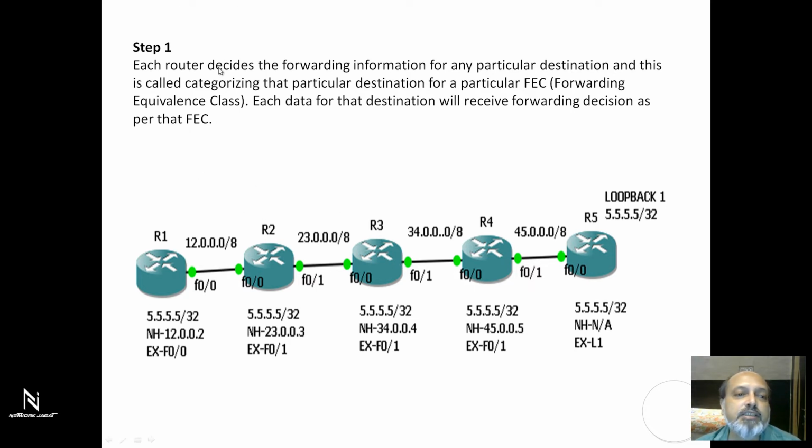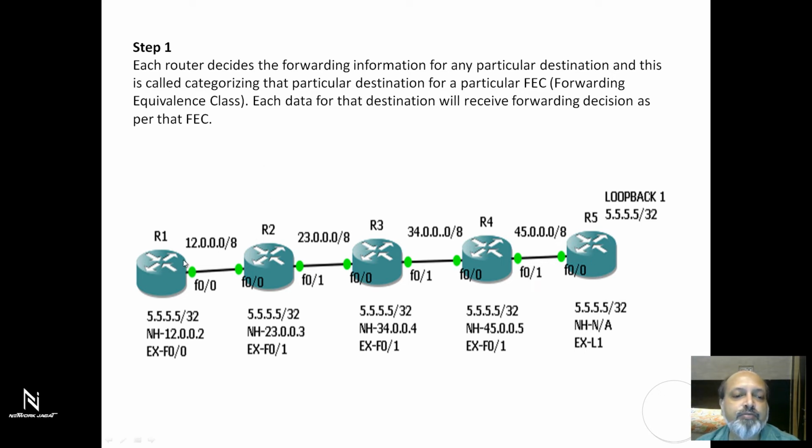So let us now discuss the steps. Each router decides the forwarding information for any particular destination, and this is called categorizing that destination into a particular FEC, or forwarding equivalence class. Each data packet for that destination will receive a forwarding decision as per that FEC. That means if you consider R1, R1 knows that if I want to reach 5.5.5.5/32, my next hop should be 12.0.0.2 and my exit interface should be F0/0.